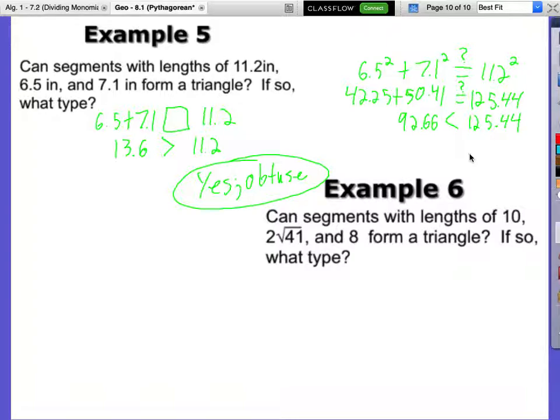Okay, so 2 times the square root of 41. Can't we do the square root of... Look, wait, let me finish it though. Wait, can I go up there and show you what I'm gonna do? Sure. Okay.